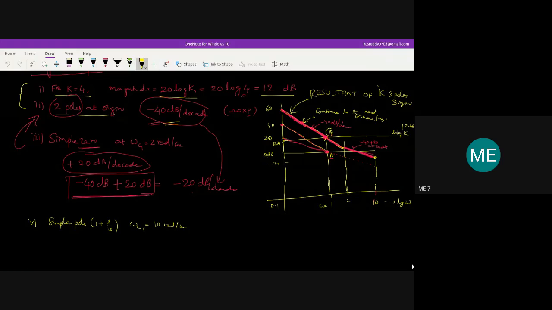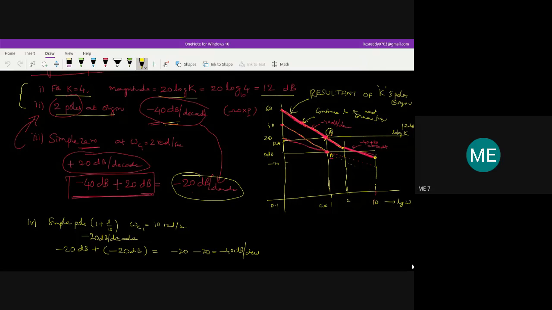So it means that the previous resultant is going to be minus 20 dB. So minus 20 dB plus what is the simple pole contribution? It contributes minus 20 dB per decade to the magnitude plot. So here, plus minus 20 dB plus minus 20 dB, you are going to do algebraic addition. So minus 20 dB minus 20, it will become minus 40 dB. So once again, the resultant slope is going to be minus 40 dB per decade.